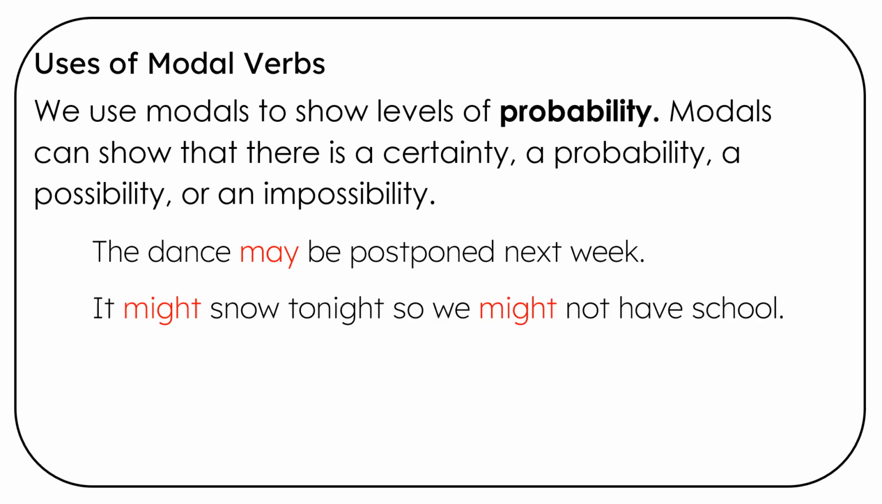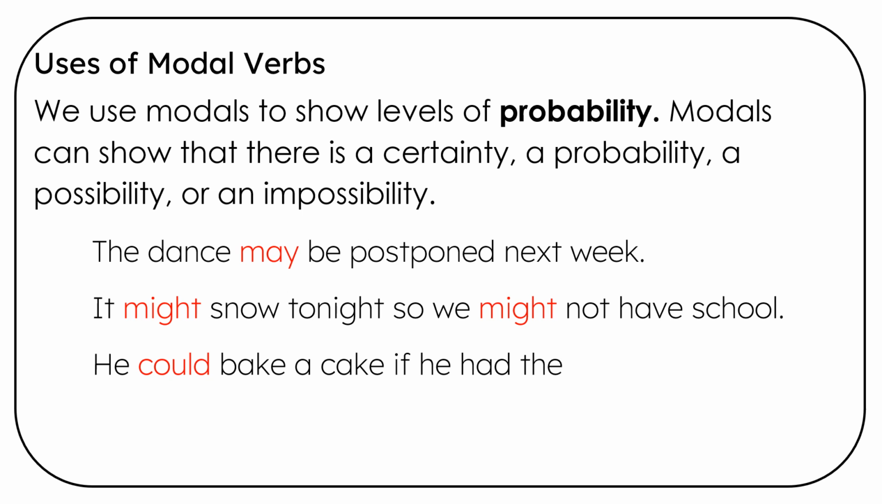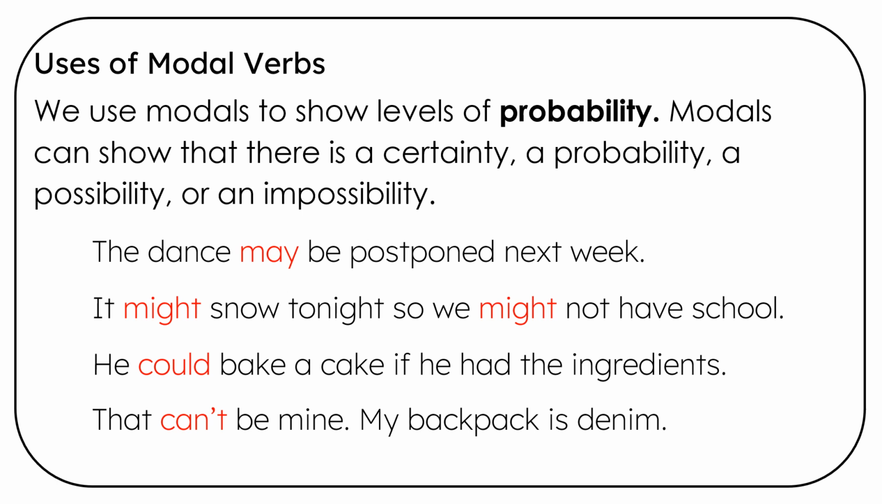It might snow tonight, so we might not have school tomorrow. They're showing probability also. He could bake a cake if he had the ingredients. That's showing a certainty. He could bake it if he had the ingredients. That can't be mine. My backpack is denim. That's showing a certainty also.